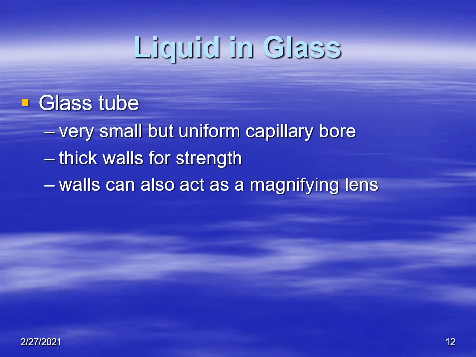So of course, in making liquid and glass thermometers, we use a glass tube. We have to make sure that the capillary, the little tube in the center of the glass, is small and also uniform. We also have to make sure that the walls of the glass are thick. The glass has good strength. And the walls of the glass actually help magnify the height of the thermometric fluid, so you can make a good temperature measurement more easily.